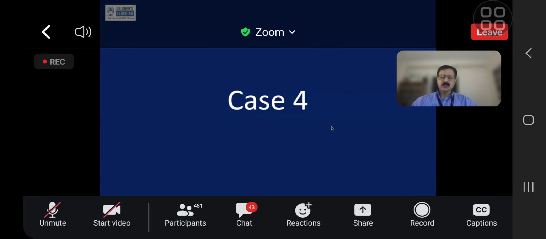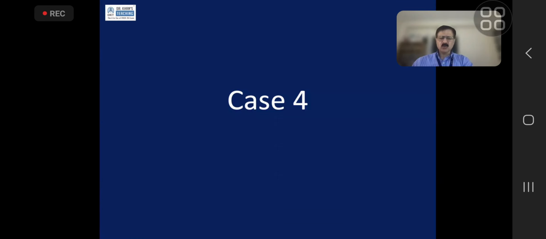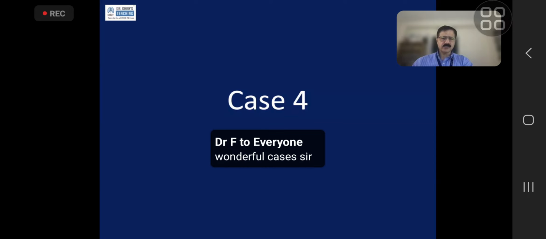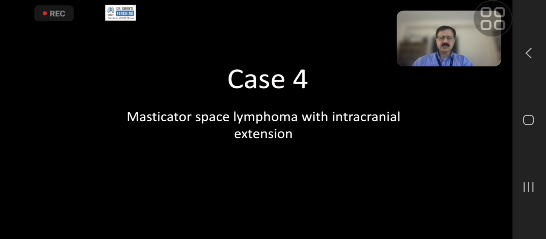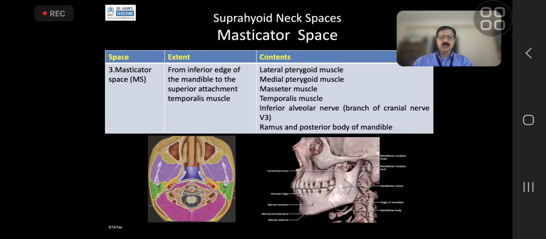Difficult one. Some of the cases which I have selected today are to develop your minds. I think two or three of them are quite difficult for viva. They might come in long case, but they are still typical exam cases. This is a lymphoma with intracranial extension. Masticator space lymphoma with intracranial extension.